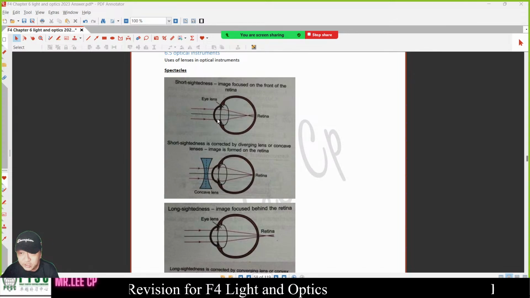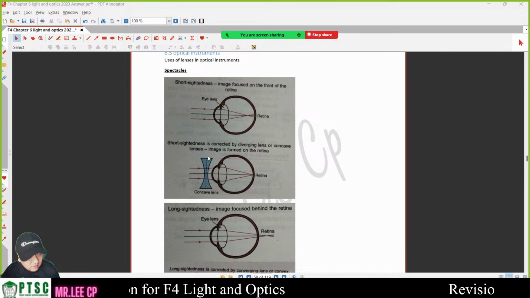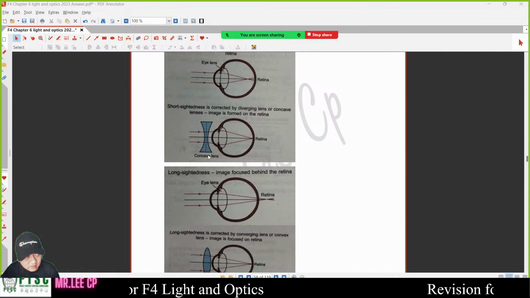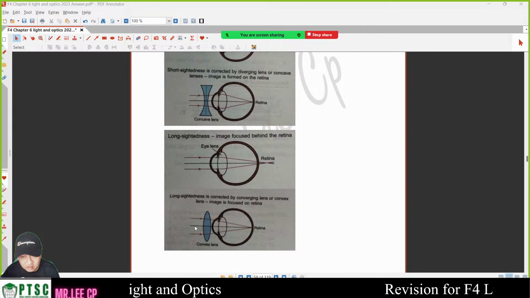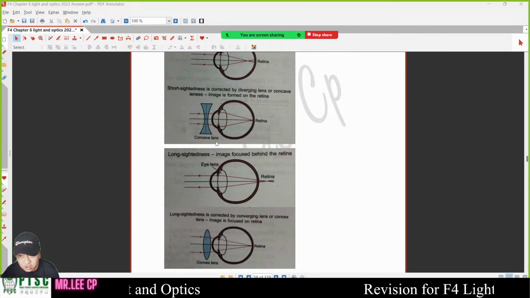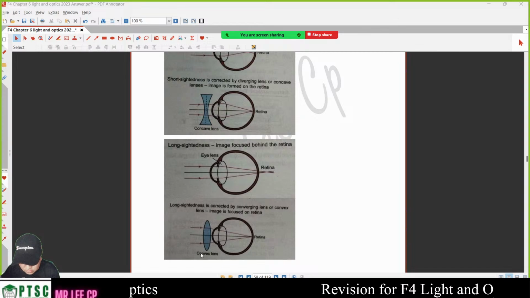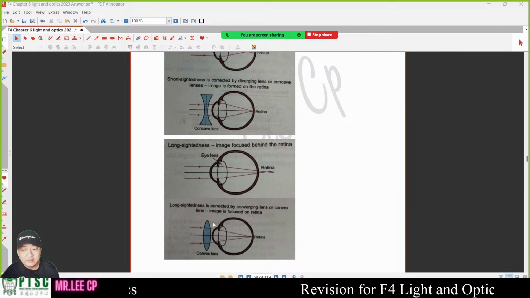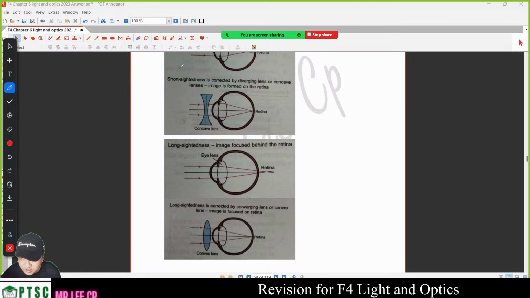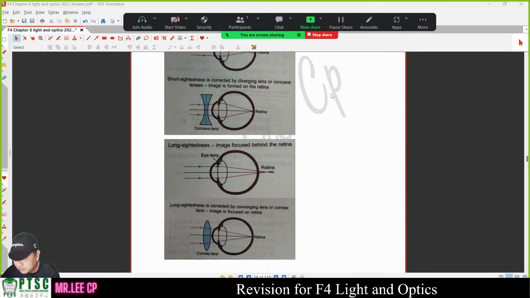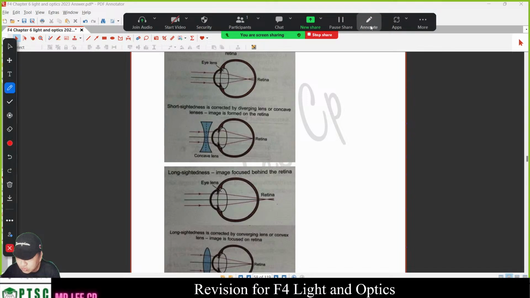One way of spectacles is the use of lenses. You can have a concave lens, you can have a convex lens. So for short-sightedness, you use concave. For long-sightedness, you use convex. Okay, fine. Of course, you ask me why. What does short-sightedness mean? Short-sightedness means the focus is too short, so you need to make it longer.